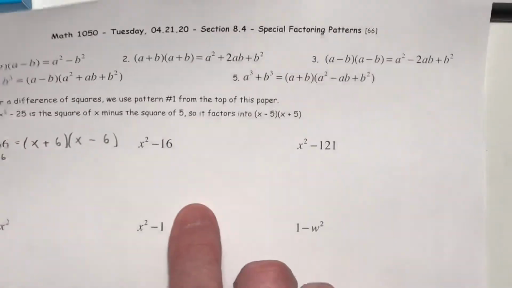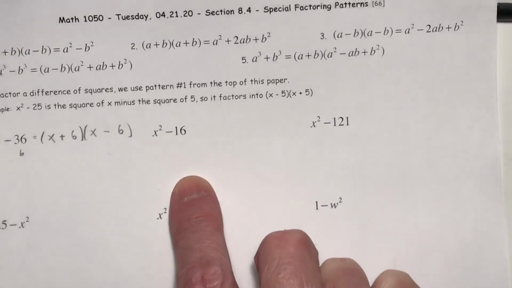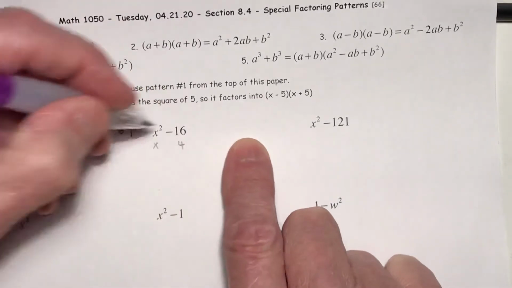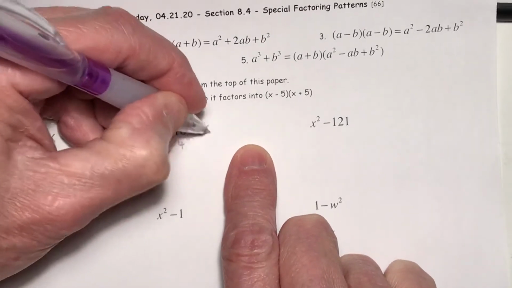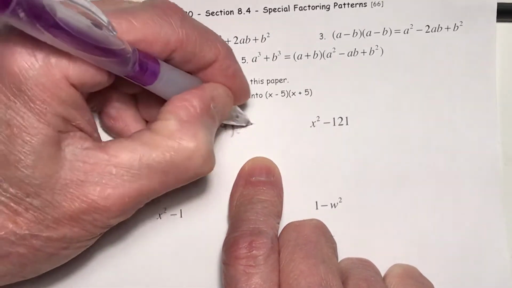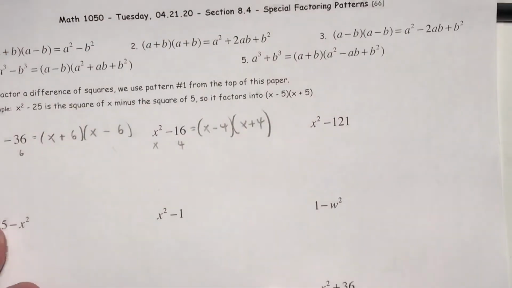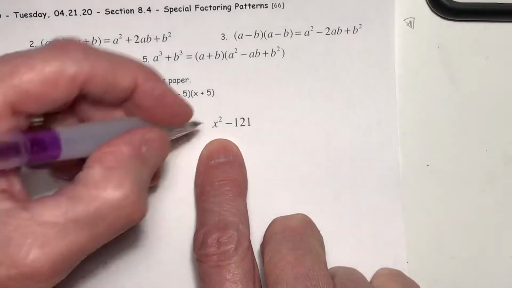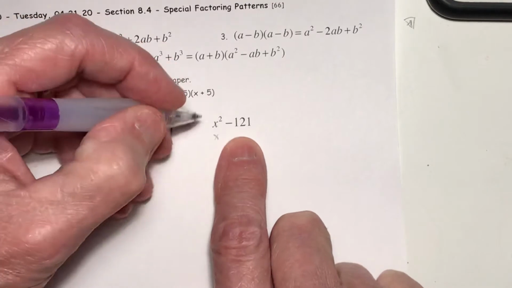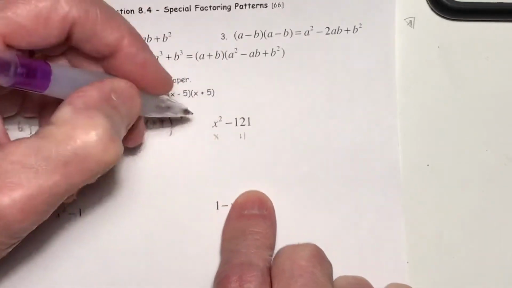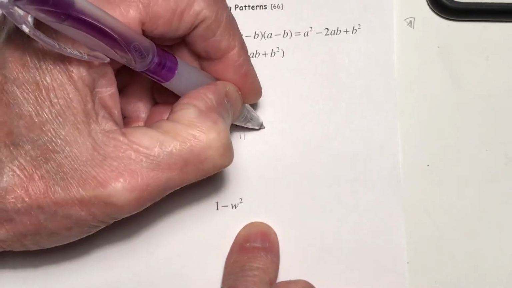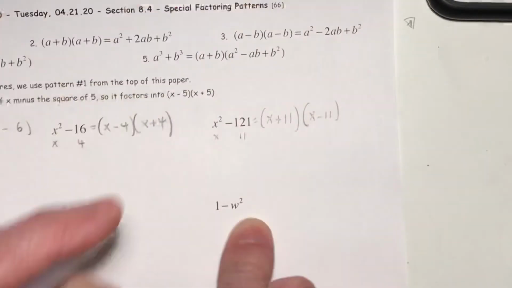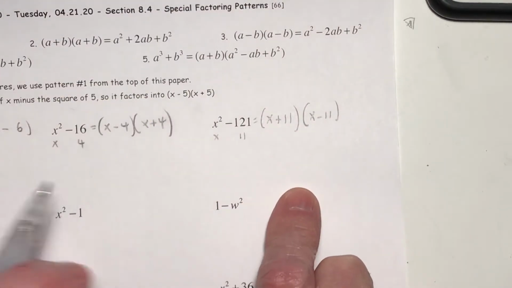Okay, next one over. Here's the square of x. Take away the square of 4. So I can write this x minus 4, x plus 4. Too good to be true, but it's true. It's that easy. This is the square of something, that's the square of x, and this is also the square of something, that's the square of 11. So I can write this x plus 11, x minus 11, or x minus 11, x plus 11. It doesn't matter which order you use.